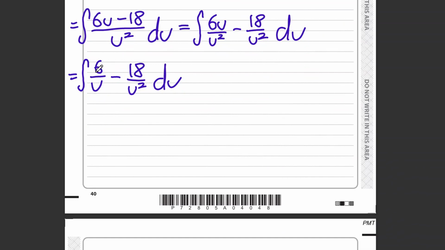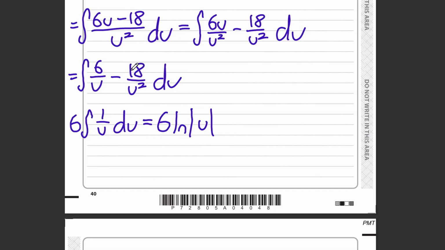If we start with the 6 over u, I'm going to take the 6 out of this integral, so it's 6 times the integral of 1 over u du. Remember, when you integrate 1 over u, we still have the 6 at the front, and this is year 2 integration, so it's going to be the natural log of the modulus of u.